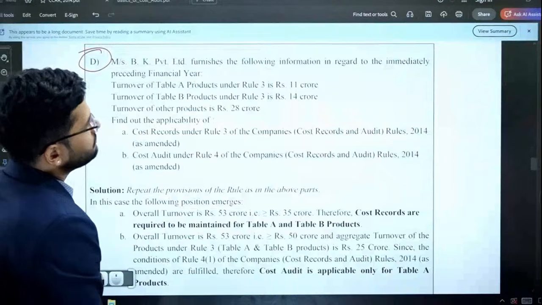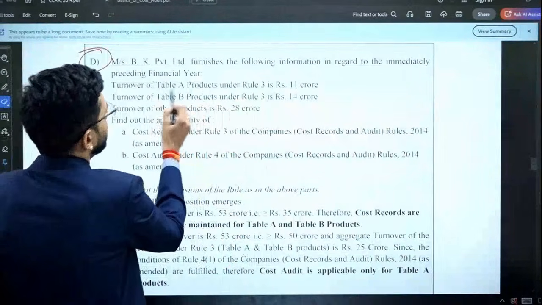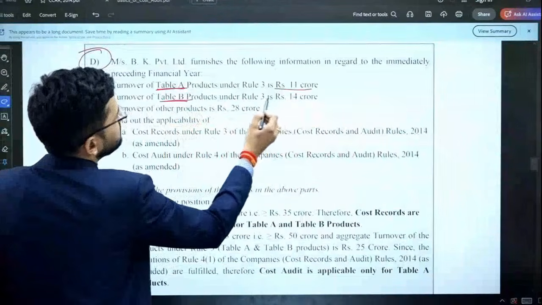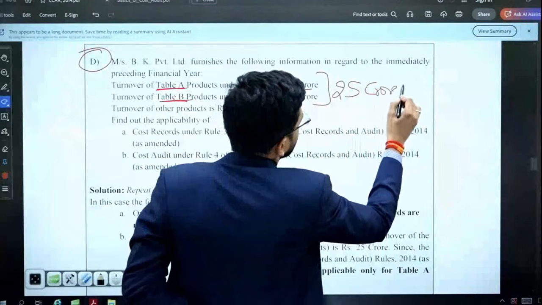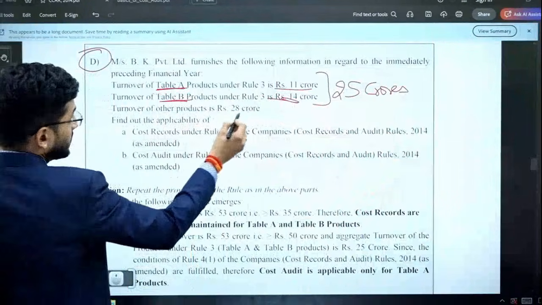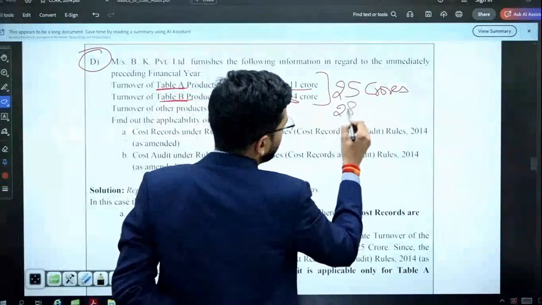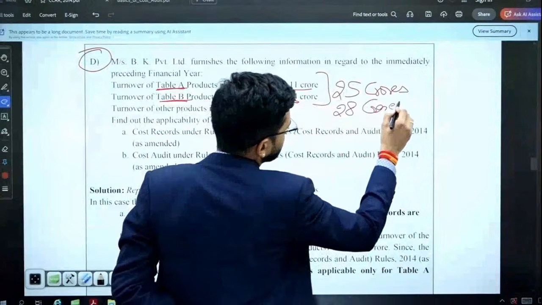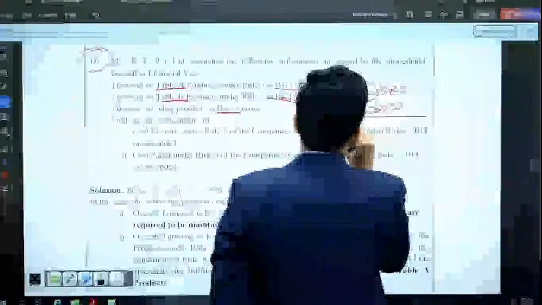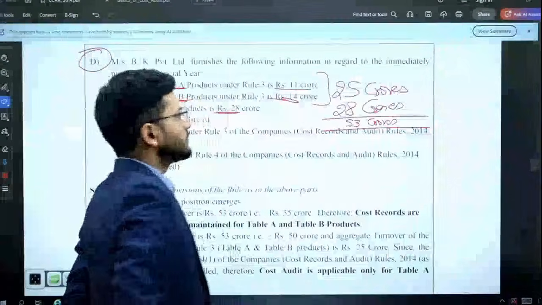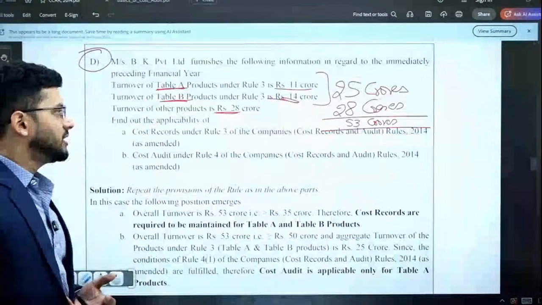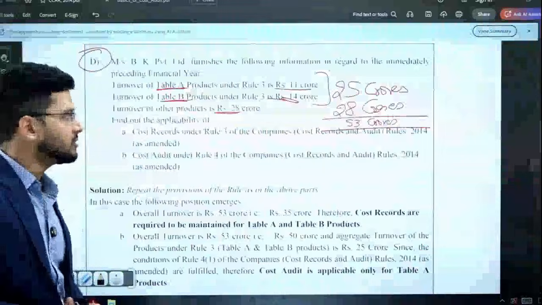So part D. Messrs. BK Limited furnishes the following information. Table A 11 crores, Table B 15 crores, total is 25 crores. Other products is 28 crores. So 28 plus 25 crores gives you a figure of 53 crores. So the total turnover of the company is 53 crores.